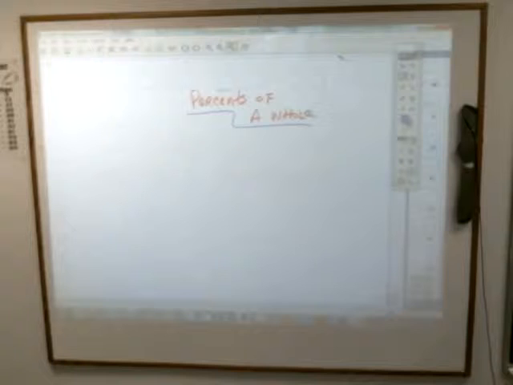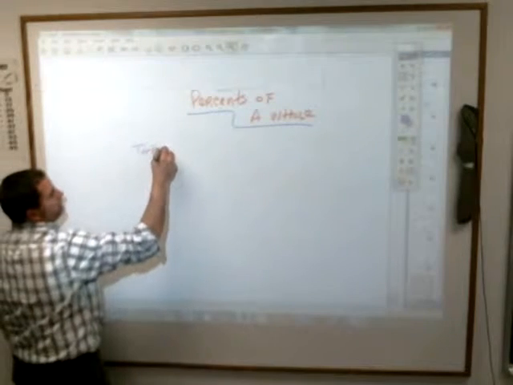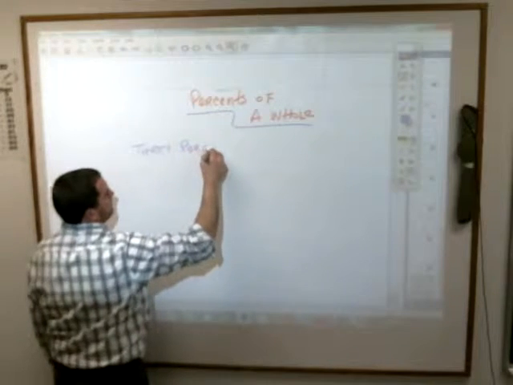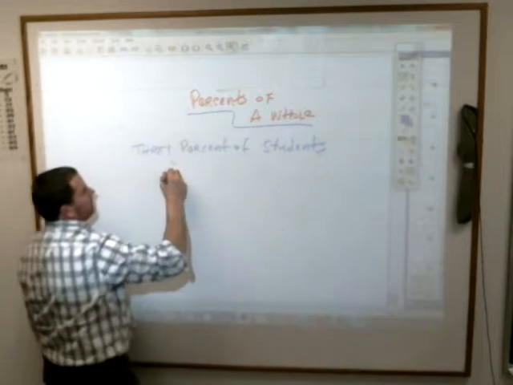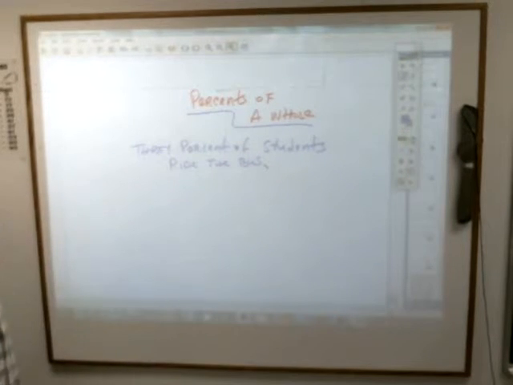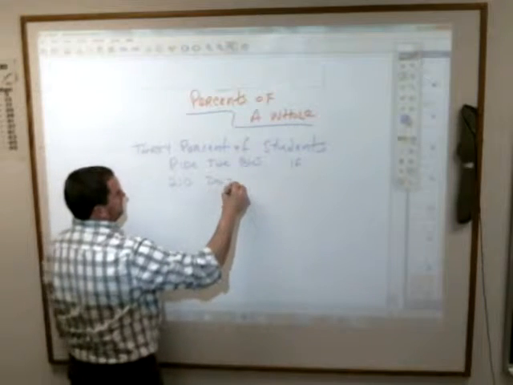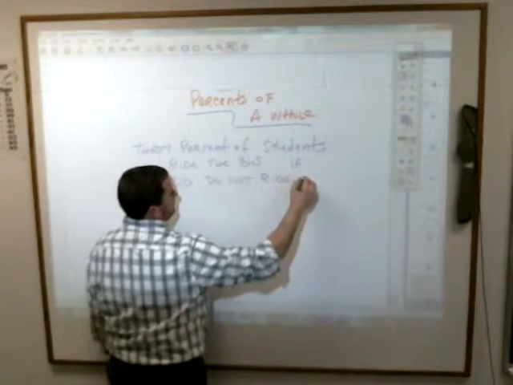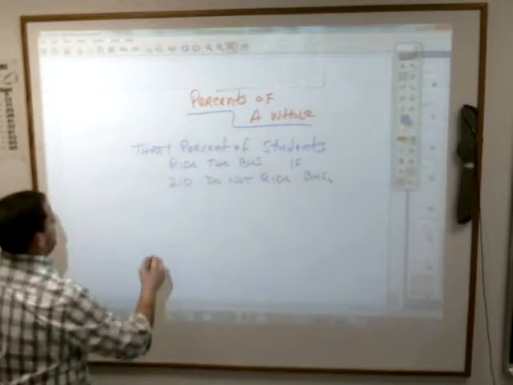Write down this example problem and then we'll talk about it here. 30% of the students ride the bus. If 210 do not ride the bus, how many students are there in all?